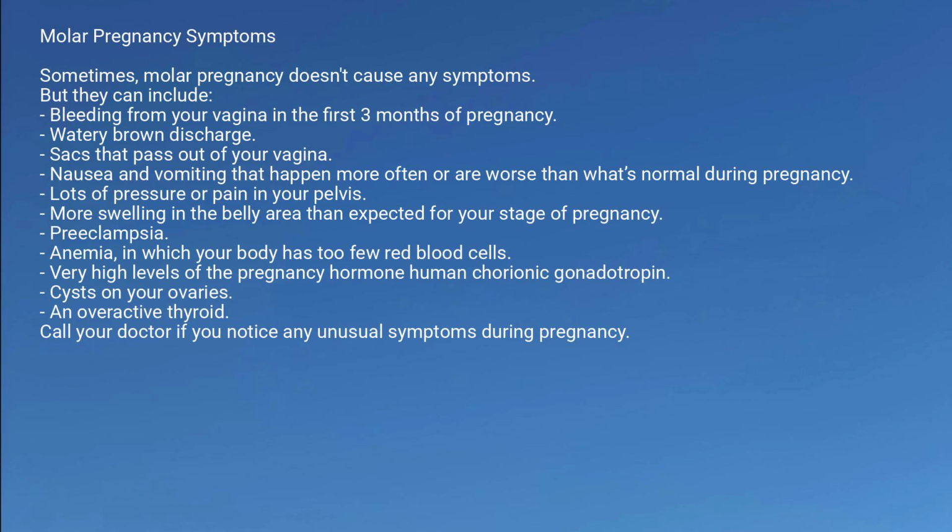Molar pregnancy symptoms. Sometimes, molar pregnancy doesn't cause any symptoms, but they can include bleeding from your vagina in the first 3 months of pregnancy, watery brown discharge, sacs that pass out of your vagina, nausea and vomiting that happen more often or worse than what's normal during pregnancy, lots of pressure or pain in your pelvis, more swelling in the belly area than expected for your stage of pregnancy, preeclampsia, anemia, in which your body has too few red blood cells, very high levels of the pregnancy hormone human chorionic gonadotropin, cysts on your ovaries, an overactive thyroid. Call your doctor if you notice any unusual symptoms during pregnancy.